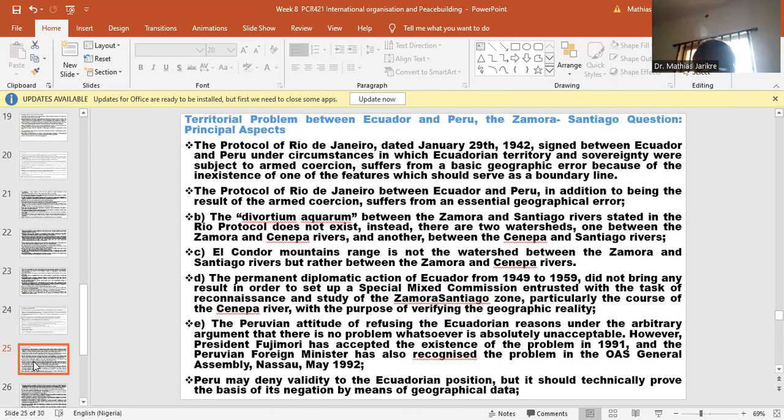Let us look at another case study: the territory problem between Ecuador and Peru, the Zamora-Santiago question.